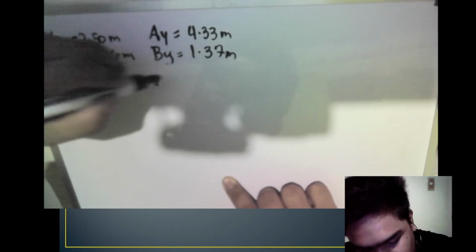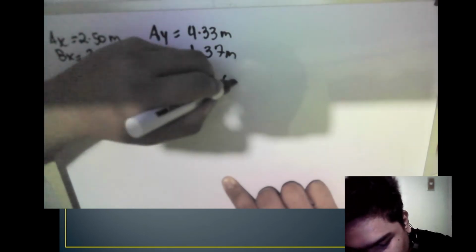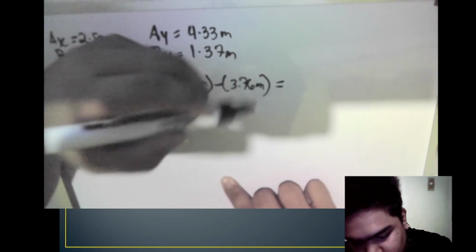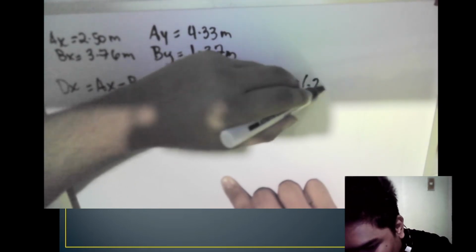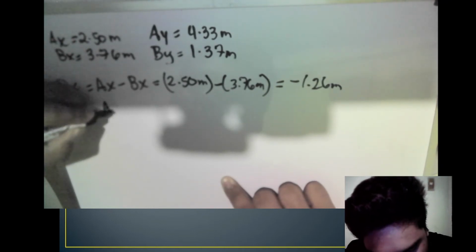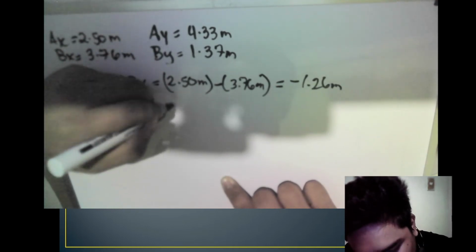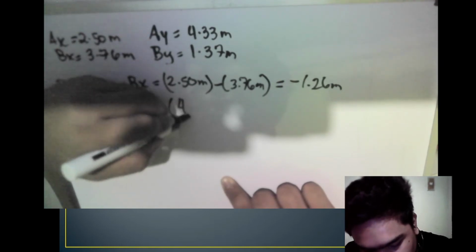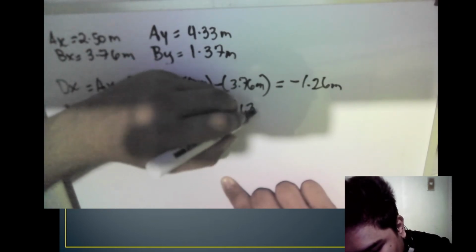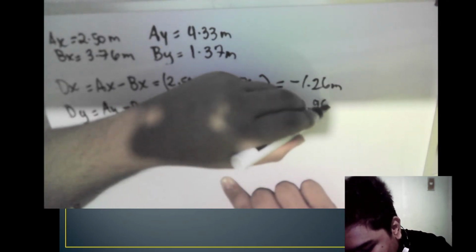So let's substitute. So it is 2.50 meters minus 3.76 meters. So the answer would be negative 1.26 meters. Now let's solve for the dy. dy is equals to ay minus by. So let's substitute the value of 4.33 meter minus 1.37 meter. And the answer would be 2.96 meter.